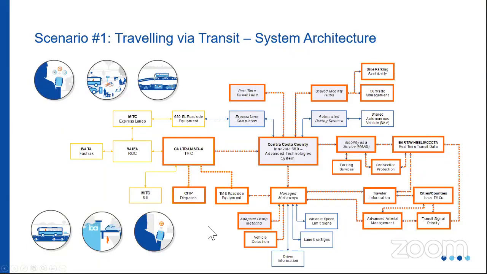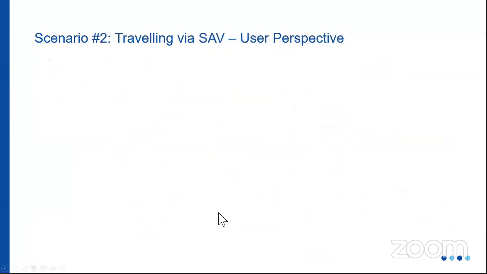So each one of these red boxes are components of the ITS architecture that are out there that are going to need to talk to make this, what seems very seamless and easy to the user, actually happen in real life. I'm going to walk through one more scenario.